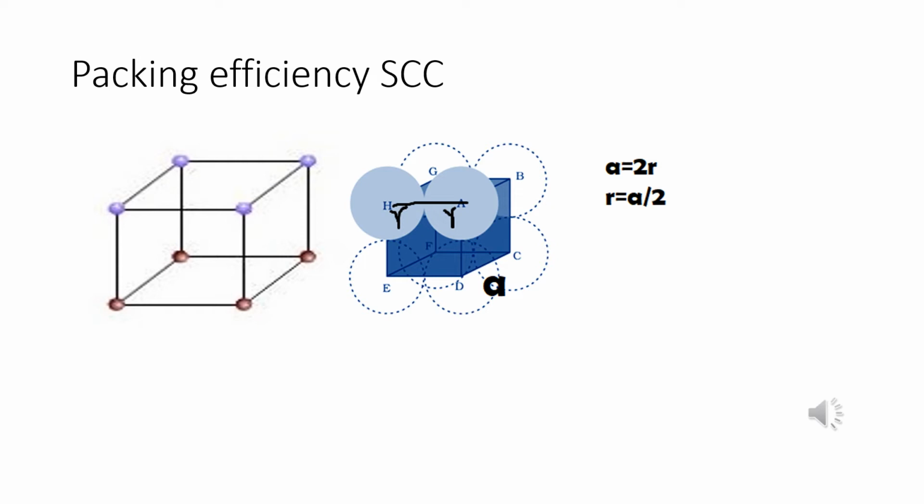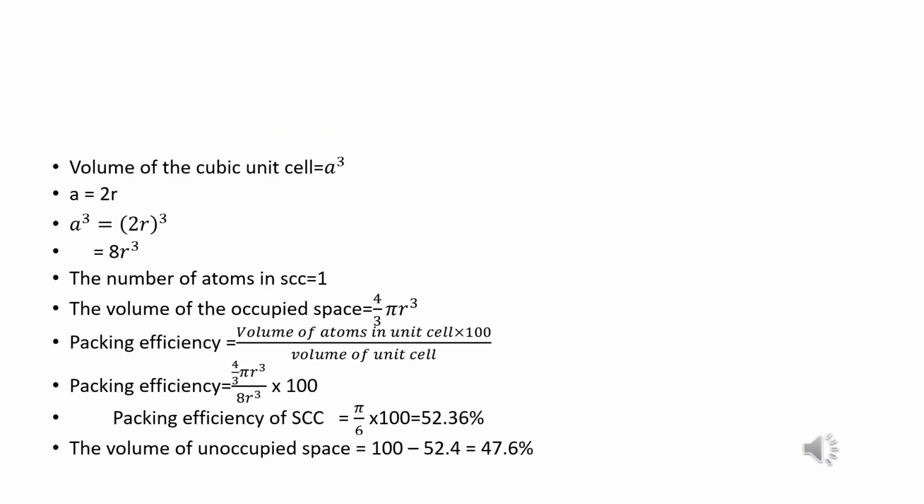Thus, the edge length or side of the cube is a and the radius of each particle is r. Here one side is shared between two, so 2r, a equal to 2r. From this we calculate radius r equal to a by 2. The volume of a unit cell, that is a cube, with a equal to 2r, so a cube equal to 2r the whole cube, that is 8r cube.